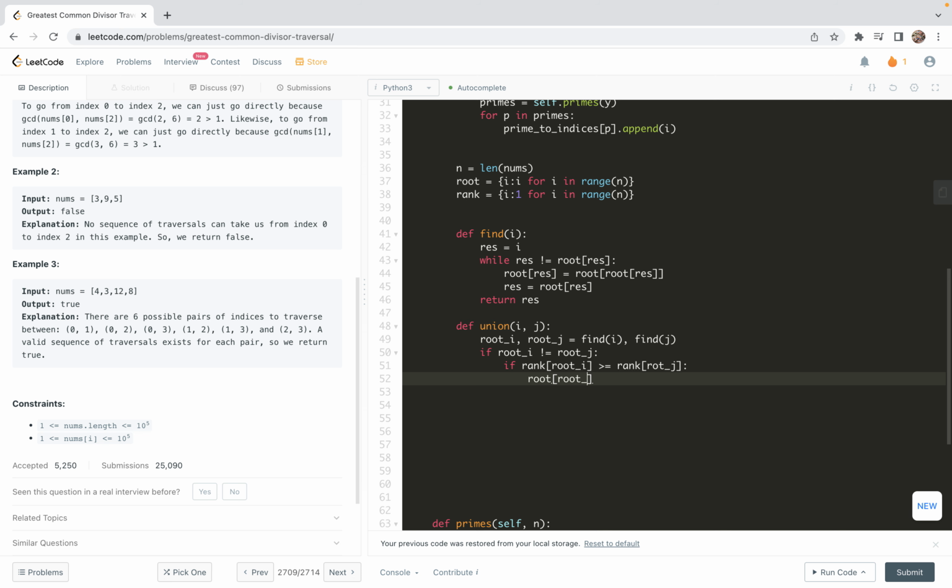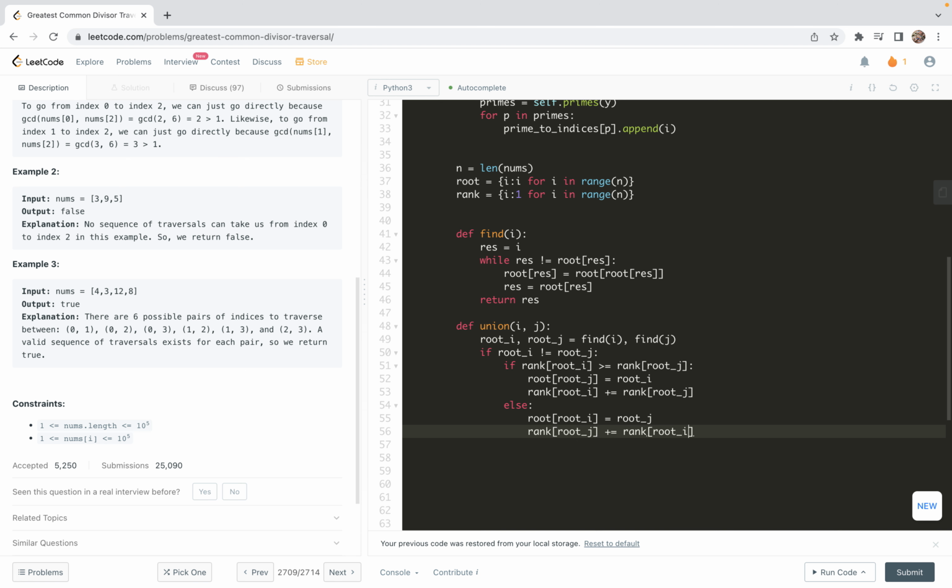And then let's define the union method. So we are going to accept 2 arguments, and we check if they are in the same cluster or not. If not, we are going to join them. So first we are going to get the root, right? Root I, root G equals find I, find G, right? So if root I equals root G, we do nothing. Otherwise, we are going to check the rank.